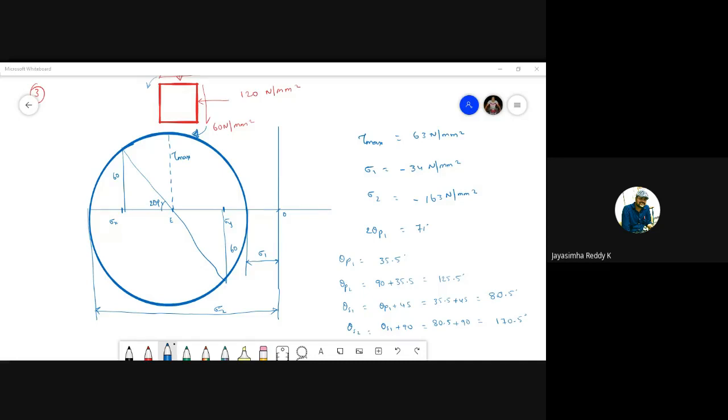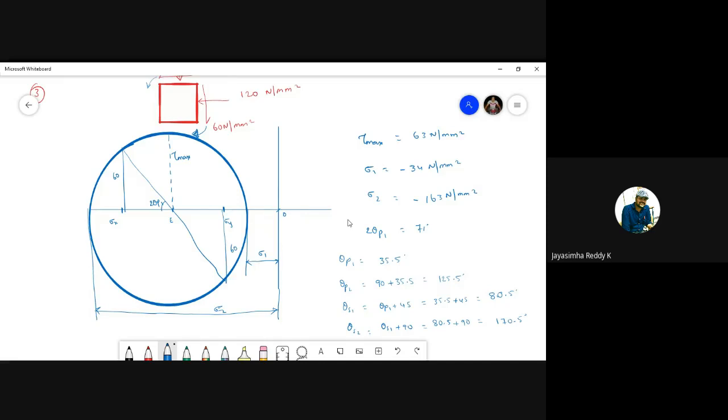Alright, did you all get the same answer, students? Yes, sir. Okay. So this is how we have to do. We have to calculate principal stresses and principal strains by using Mohr's circle method. So with this, we are done with unit number 3, and we'll start unit number 4 in the next class.